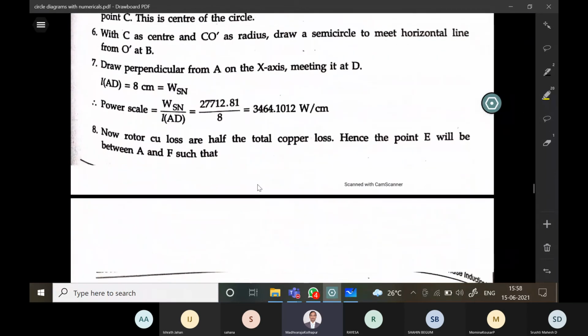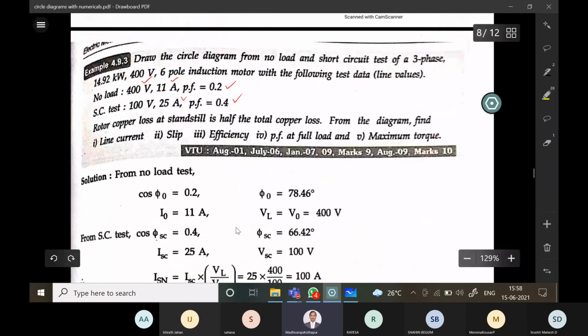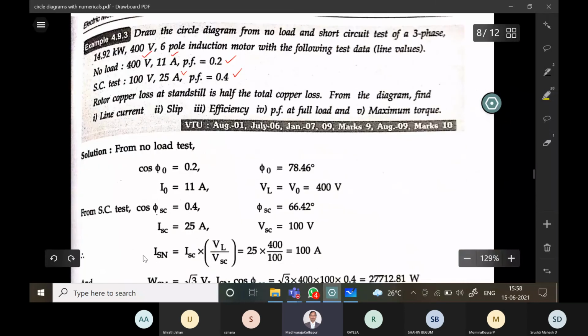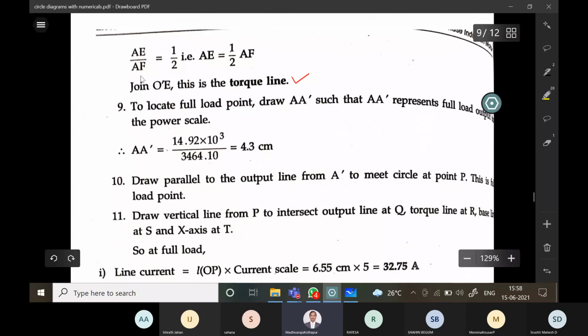The only thing is, another line is there, the torque line, which we need to calculate. For that, AE by AF is given, equal to 0.5. Therefore AE is equal to 0.5 times AF. That is given in the problem: rotor copper loss at standstill is half of the total copper loss, that is, rotor copper loss and stator copper loss. That is given by AE by AF. That will give the middle point E, which is called the torque line.